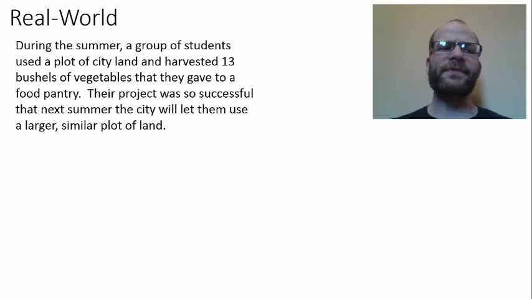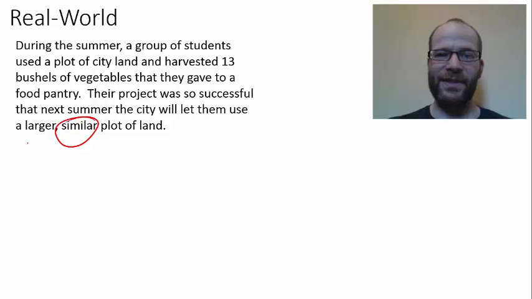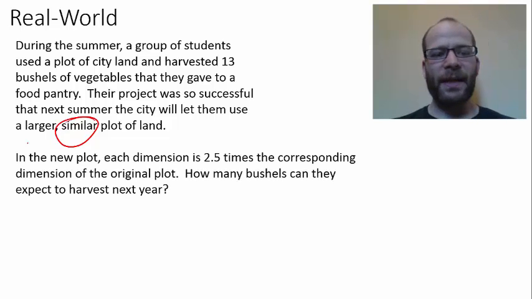During the summer, a group of students used a plot of city land and harvested 13 bushels of vegetables that they gave to a food pantry. Their project was so successful that next summer, the city will let them use a larger, similar plot of land. That word similar right there, we have to be mindful of the fact that in the geometry context, it has a very specific meaning. It's not similar as people would typically use that word. In the new plot, each dimension is 2.5 times the corresponding dimension of the original plot. How many bushels can they expect to harvest next year?